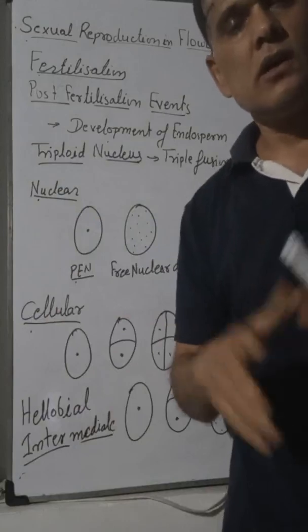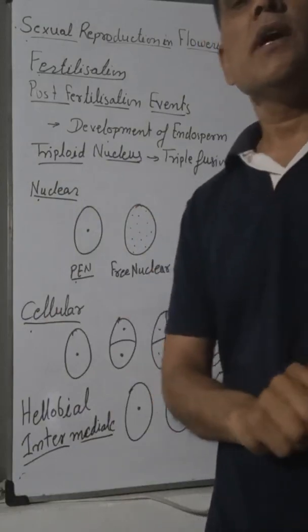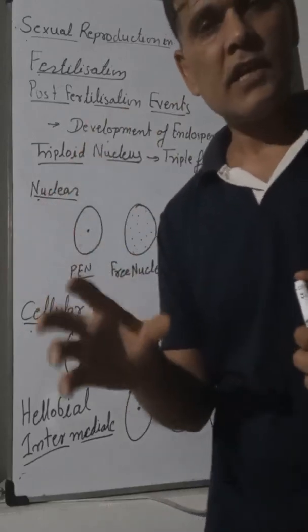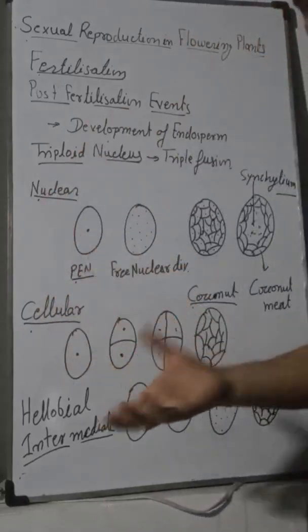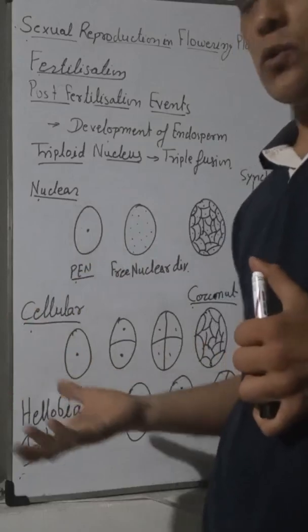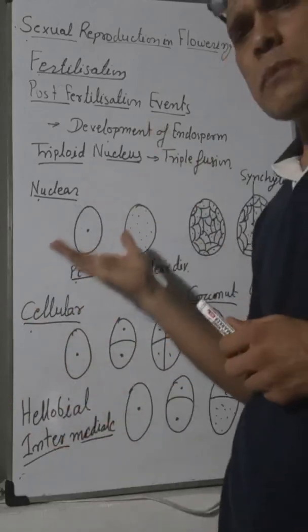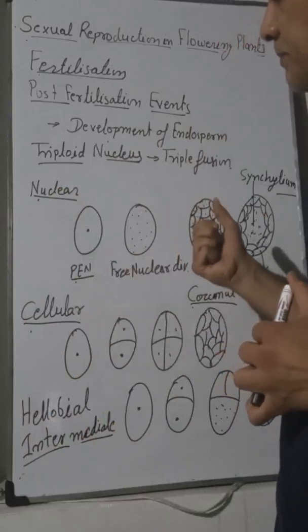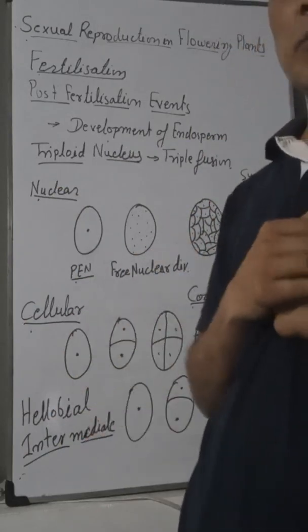Why is it known as helobial? Because it is present in the order Helobiales of the monocot class. So normally three types of endosperm are there: one is nuclear, another is cellular, and the third is helobial.